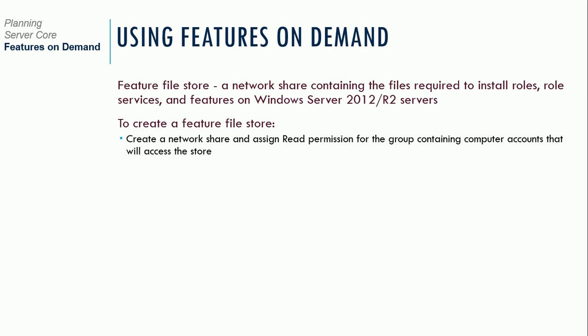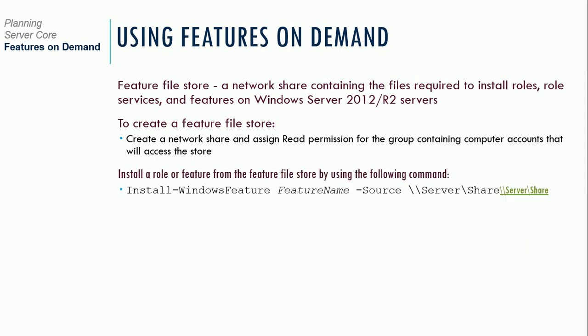You'll create a network share and assign read permissions for the group containing all the computer accounts that will access that share. We're going to talk about how to do that later on in this course, when we talk about sharing files and how the file system works in Samba, or SMB rather, which is what we call it in Windows. But this is the command that you would run in order to set up Features on Demand on a network share.